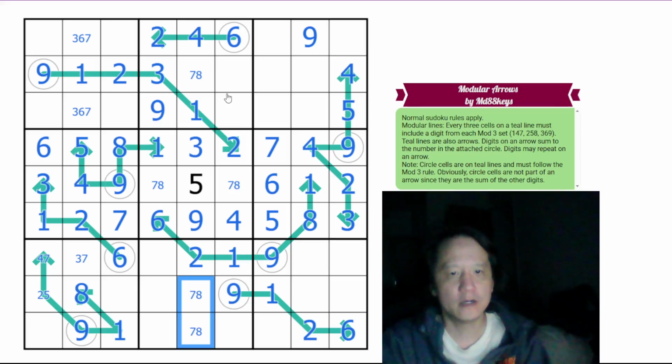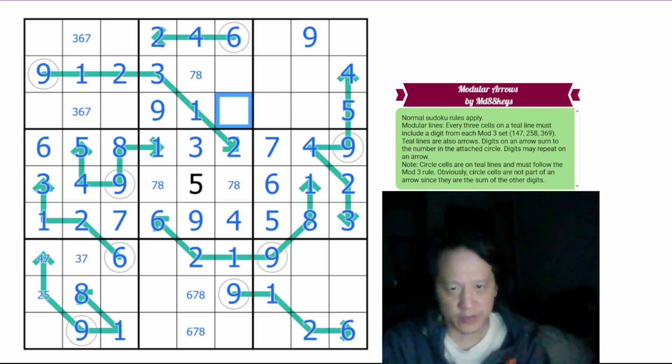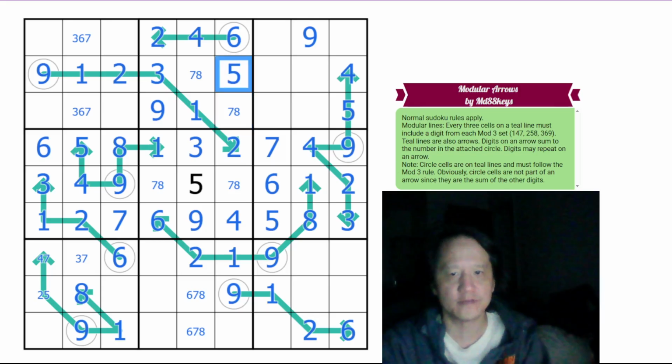That's not right. 6 has to be one of those 2 here. This has to be 7, 8, and 5 remaining, and 7 and 8 cannot be here because of 5. Sorry, 5 can't be here because of 5 in the row. So this is 7 and 8. That makes this a 5.